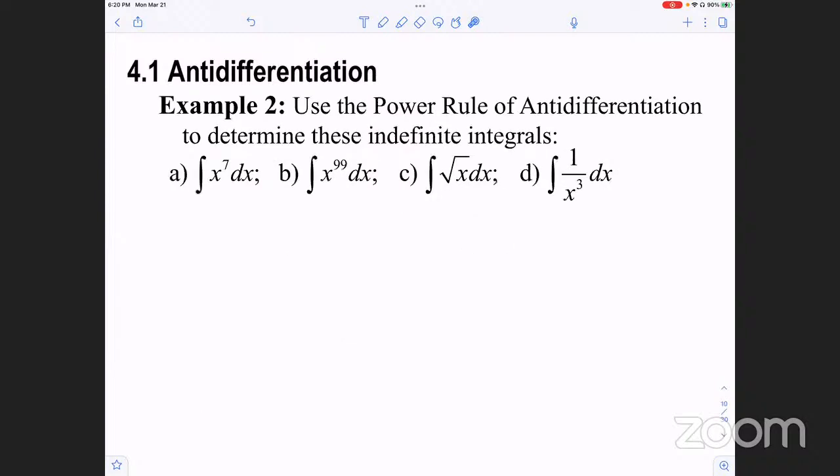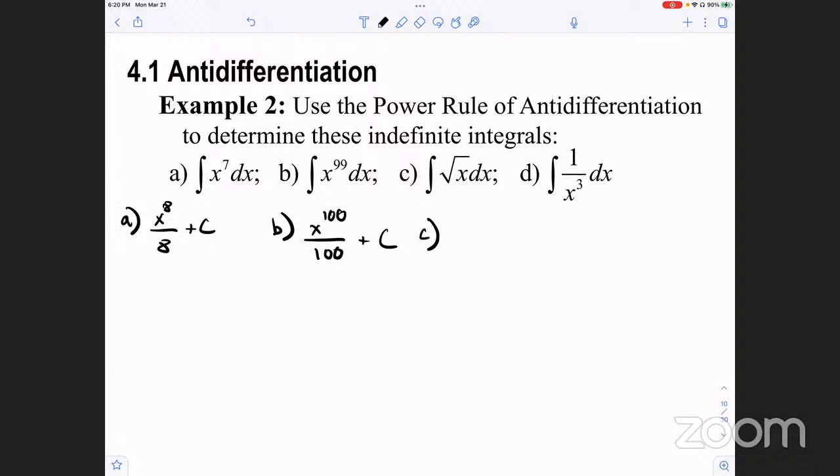Use the power rule of antidifferentiation to determine these indefinite integrals. The first one, x to the 7, we add 1, so it becomes x to the 8 over 8 plus some constant. Let's go ahead and do b.